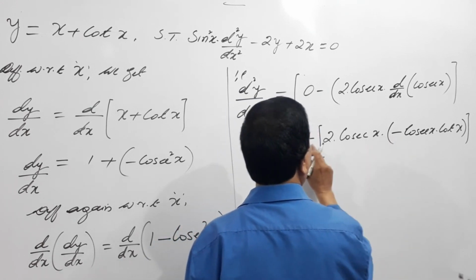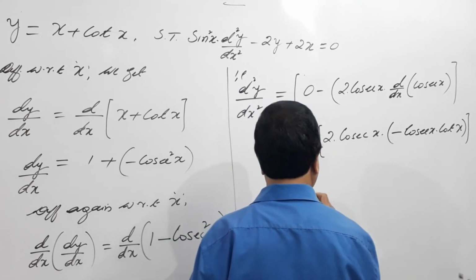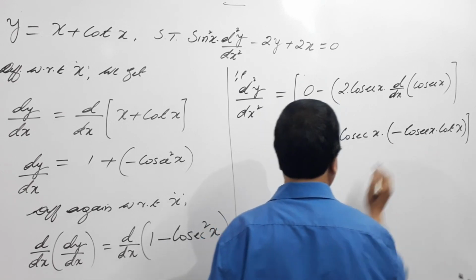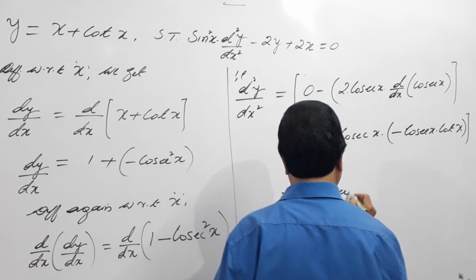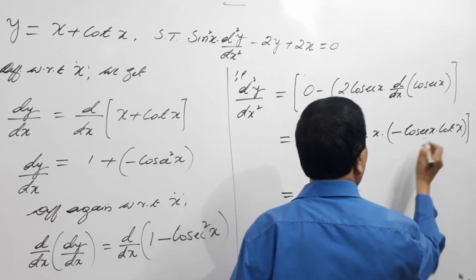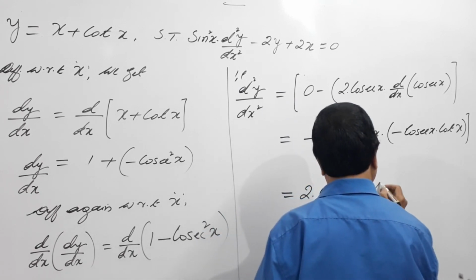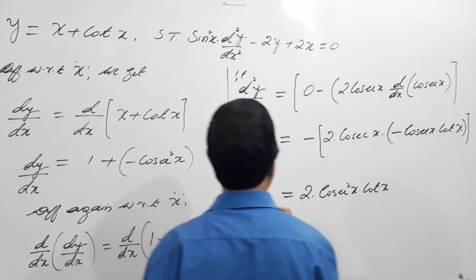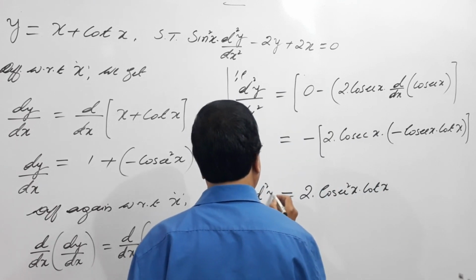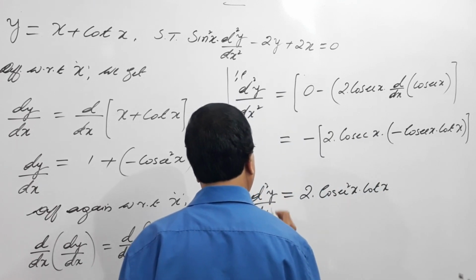This minus into minus becomes plus. So 2 into cosecant x into cosecant x is cosecant square x into cot x. This is what our d square y by dx square is.